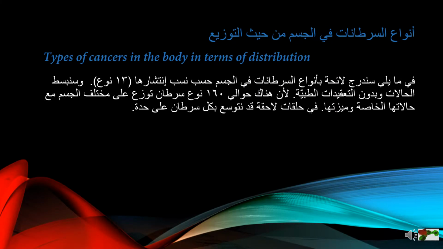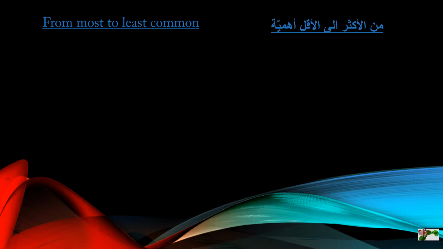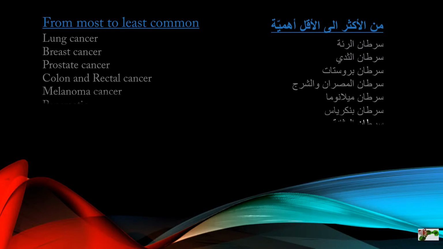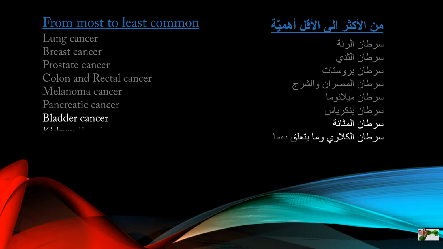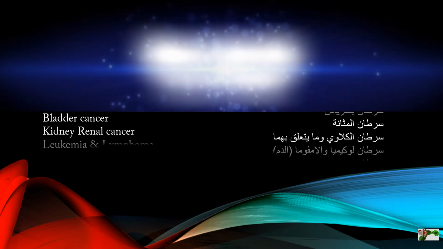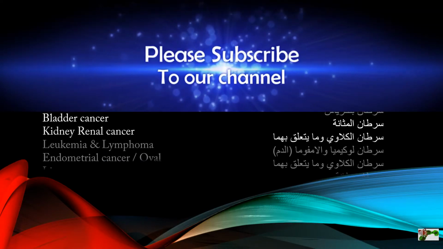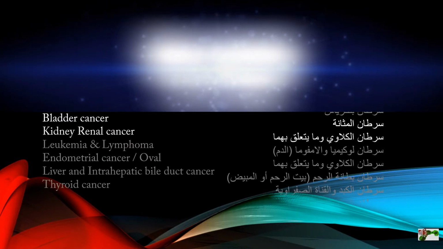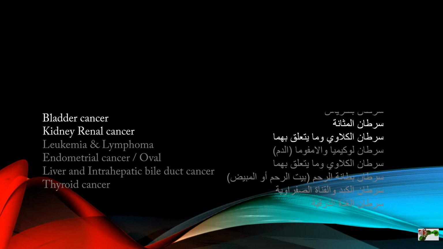Below is a list of the types of cancers in the body according to prevalence, in 13 main types. All of the 160 cancer types differ in distribution and case. Lung cancer, breast cancer, prostate cancer, colon and rectal cancer, melanoma, pancreatic cancer, bladder cancer, non-Hodgkin lymphoma, leukemia, kidney renal cancer, endometrial cancer, liver and intrahepatic bile duct cancer, thyroid cancer.